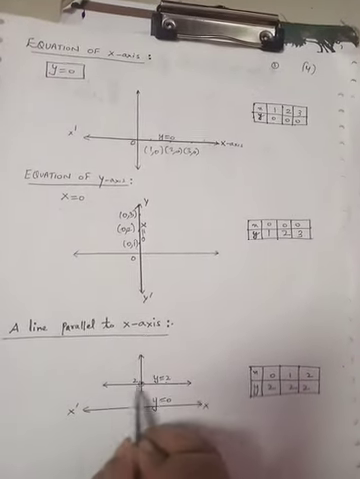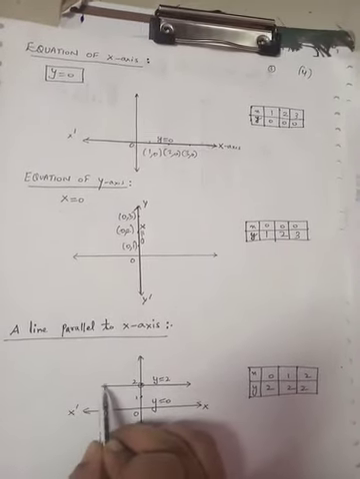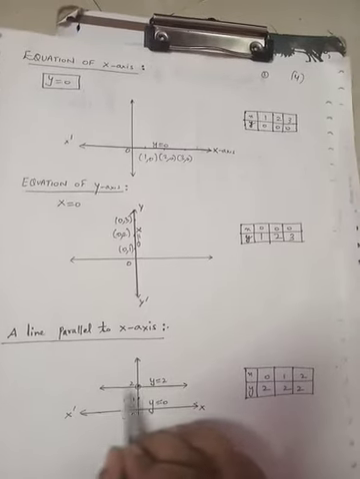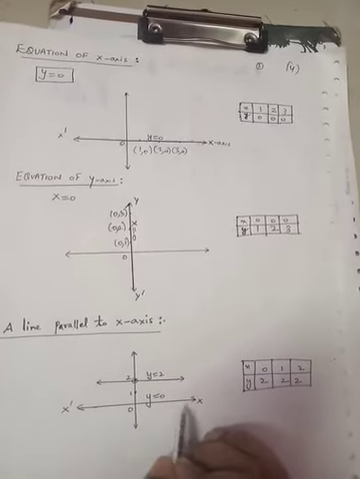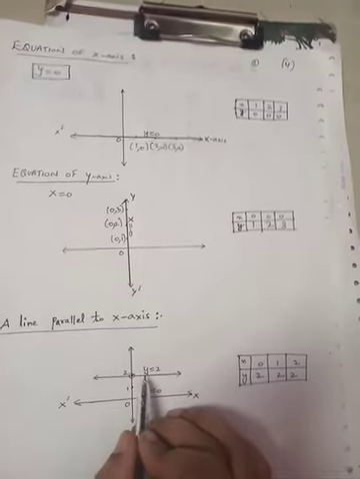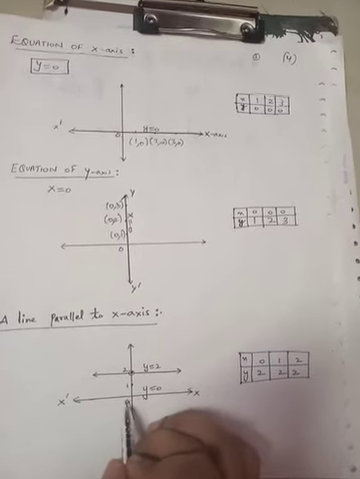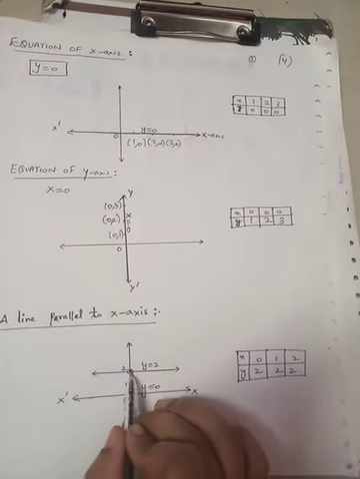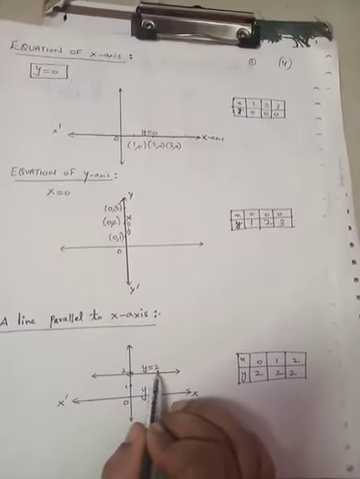Now, if a line is passing through the point 2 and it is parallel to your x-axis, what will be the equation of this line? This line will also behave like your x-axis. It will also be like y is equal to, but since the x-axis is passing through 0, it is y is equal to 0, and the equation of this line will be y is equal to 2 as it is passing through 2.